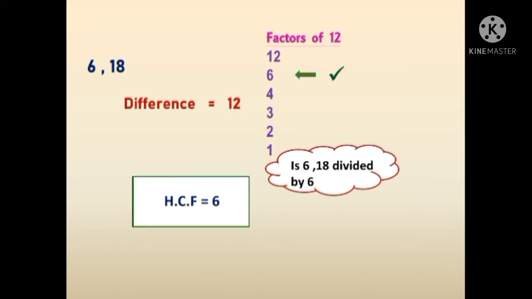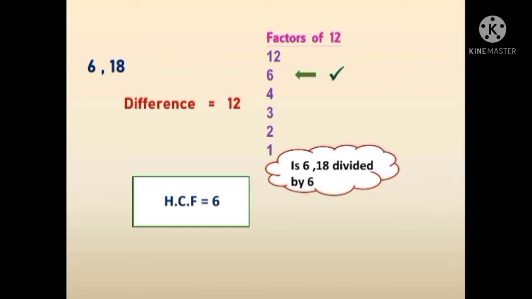Let me explain it once again. If the question is not divided by the difference exactly, what we are supposed to do is find the factors of the difference. So, from the factors list, we have to find which number divides the question exactly. The number which divides the question exactly is the HCF.